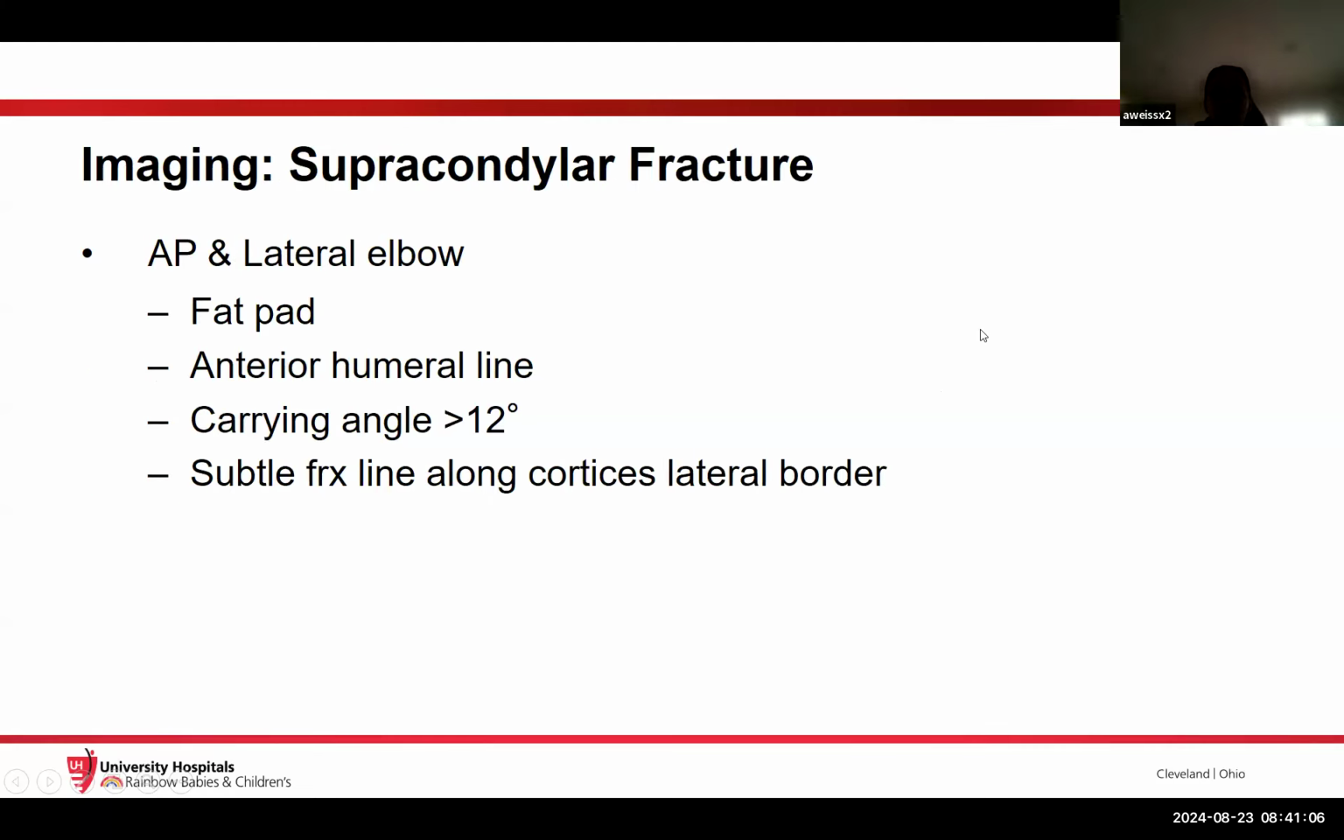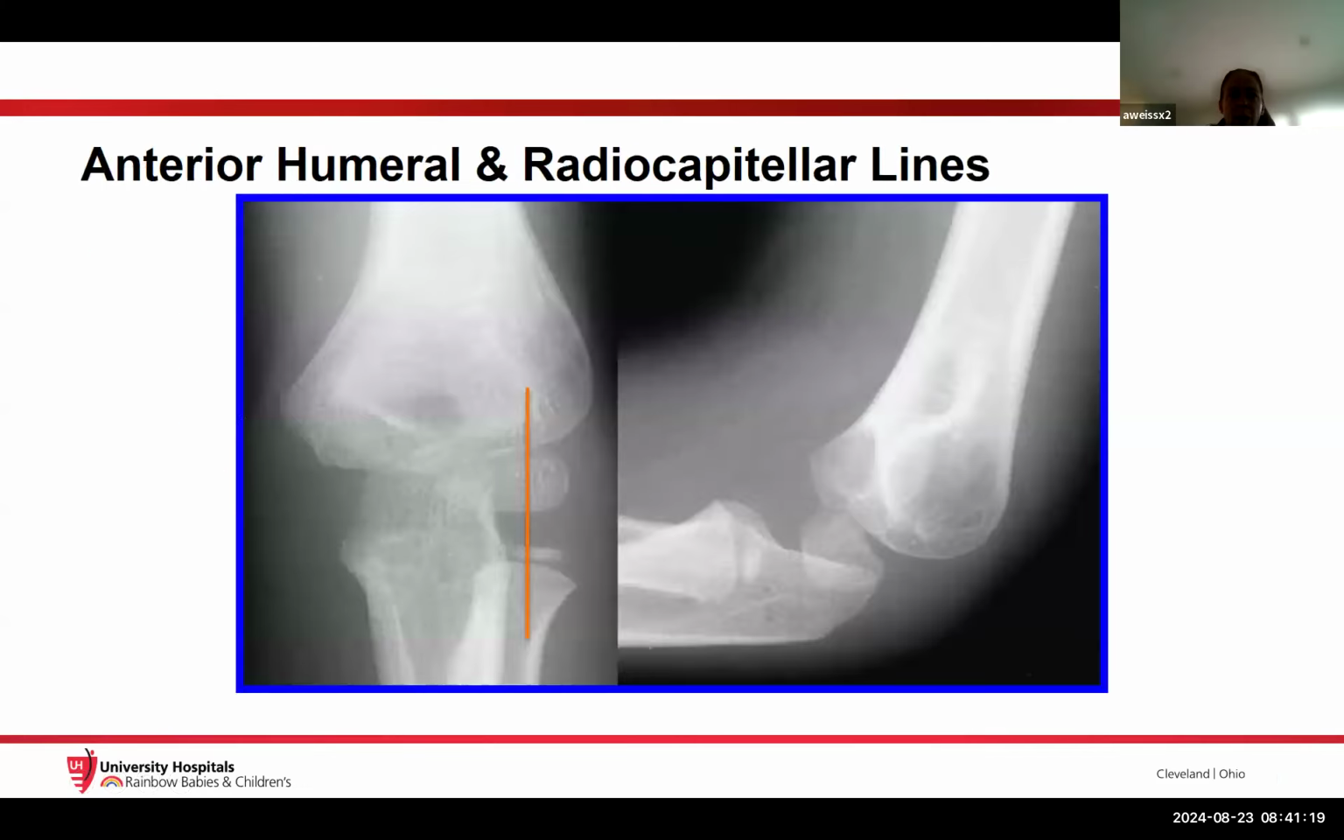When you get x-rays, we usually will get AP, lateral and obliques in our office, but AP and lateral from the emergency room is typically good enough. And then I'm going to just show you what we're looking for on the fractures. So this is the radiocapitellar line.